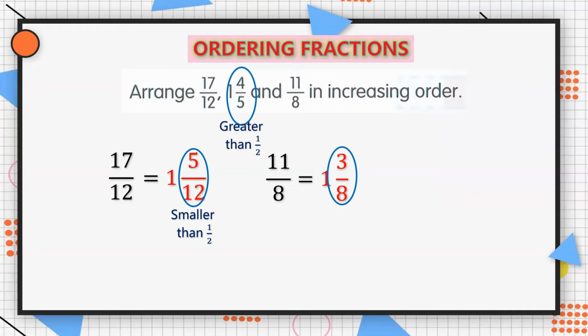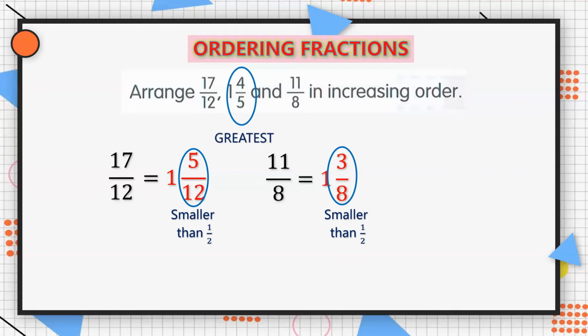In 3 over 8, half of 8 is 4, and 3 is smaller than 4. Therefore, 3 over 8 is smaller than 1/2. 2 of the fractions are smaller than 1/2, and one of them, which is 4 over 5, is greater than 1/2, which means 1 and 4 over 5 is our greatest fraction.